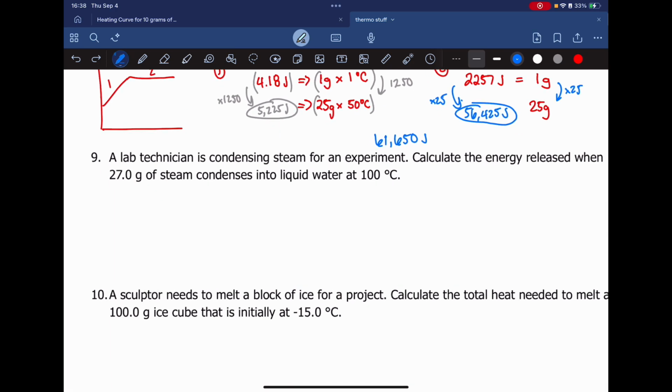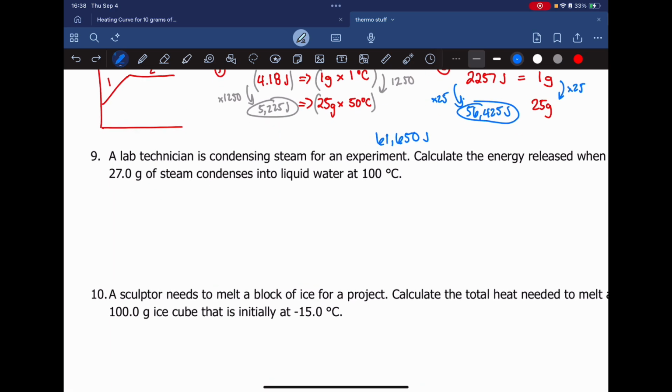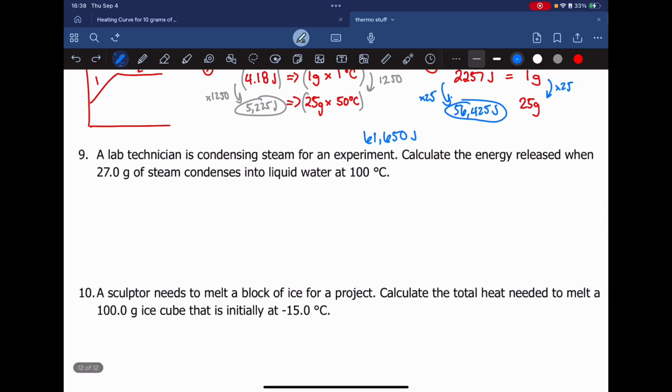2 more. A lab technician is condensing steam for an experiment. Calculate the energy released when 27 grams of steam condenses into liquid water at 100. Look at that, it's a one-stepper. I know it's a one-stepper because it only talks about condensing, and we're stuck at 100 degrees Celsius, which is the condensation point of steam, or the boiling point of water. So, just a one-stepper for us. Easy peasy. And it's also a phase change, so that makes our calculation even easier.